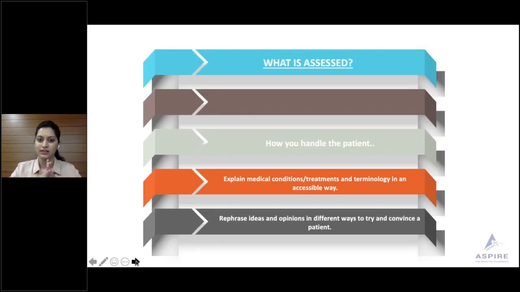So what is usually assessed? Generally speaking, what is assessed is how you handle the patient. Say, if you're explaining the medical condition or treatments and terminology in an accessible way, which means that you're using layman terms. You rephrase ideas and opinions in different ways to try and convince a patient. Suppose you have a difficult patient. They want to know if you were able to successfully get your point across.